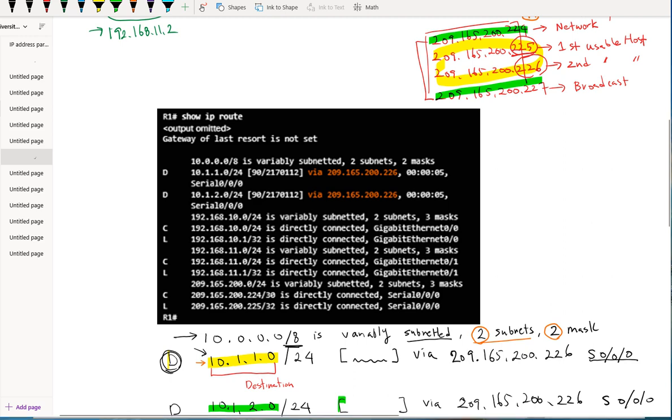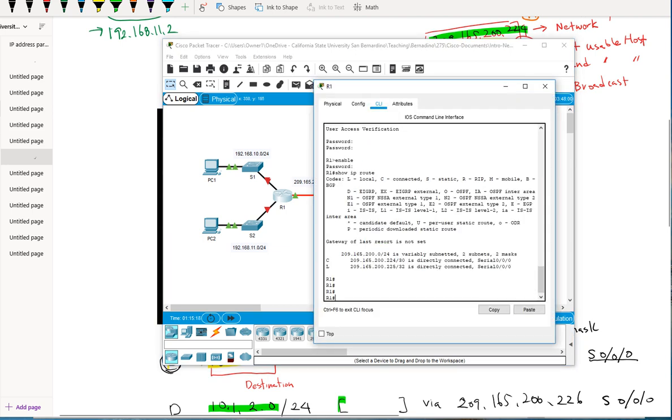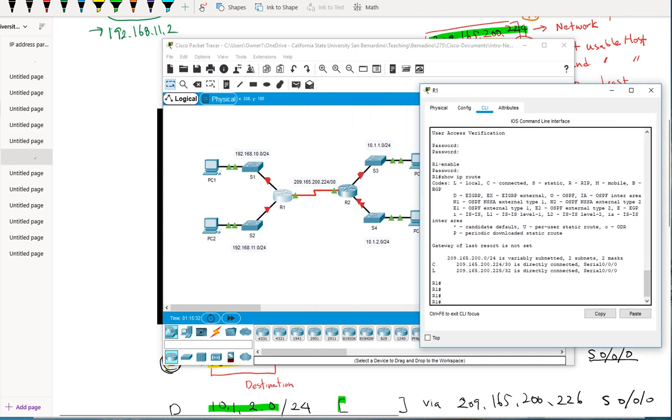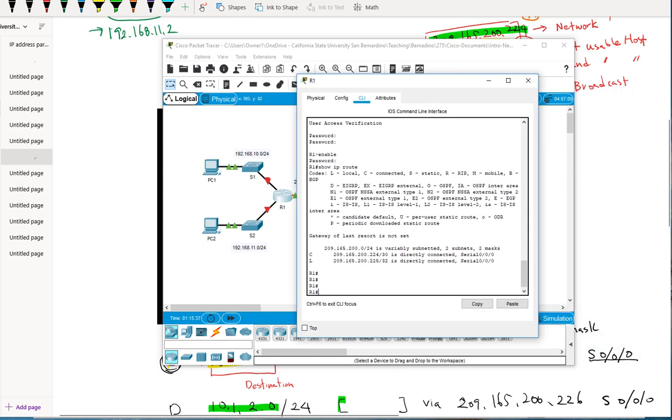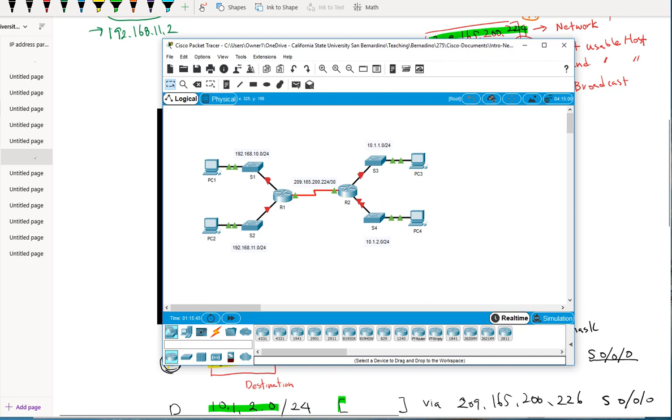So for example, in this lab, when I click R1 and type show IP route in the privileged exec mode, I mean, this is the example. And by the way, I did not really configure any of these routers. So at this point, when I type show IP route, it only shows this network 209.160, because I have not really configured anything on R1.